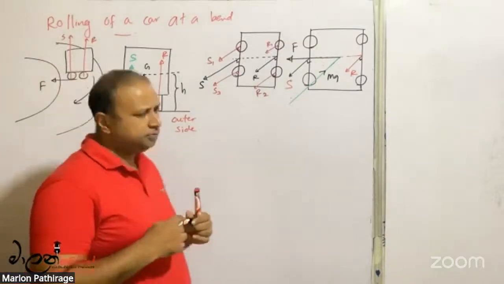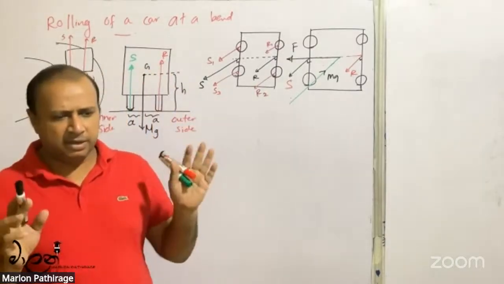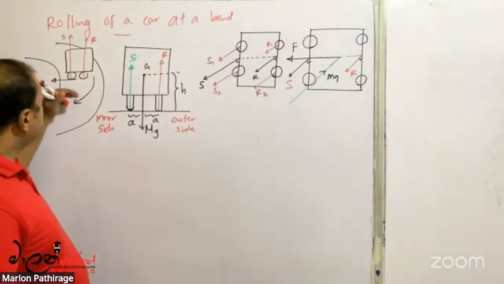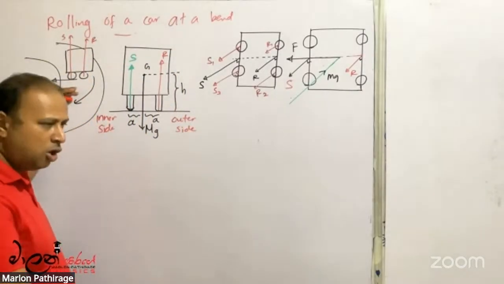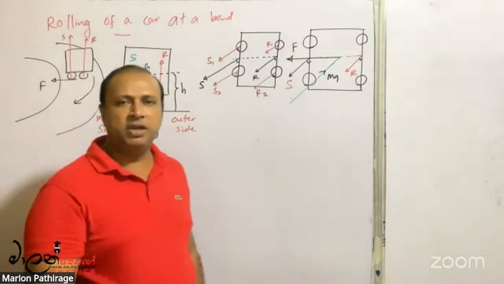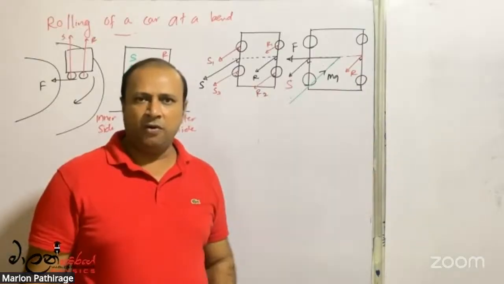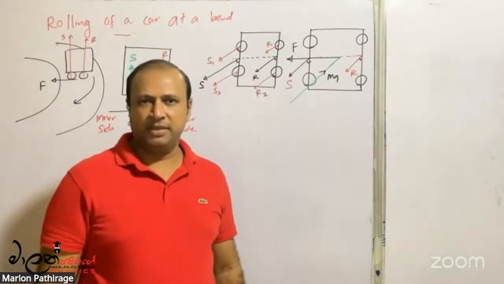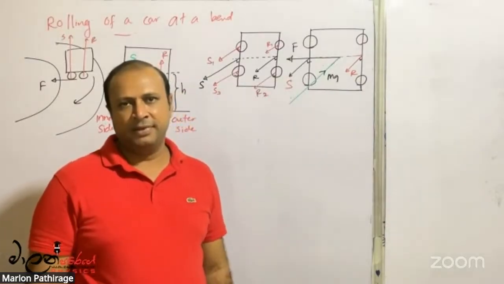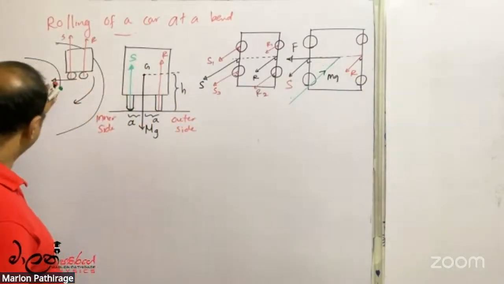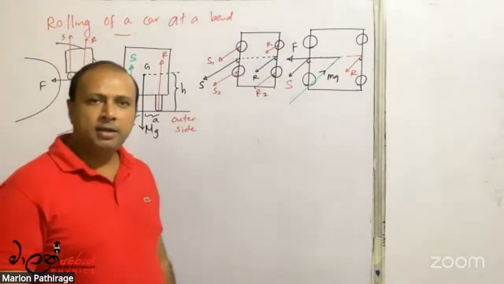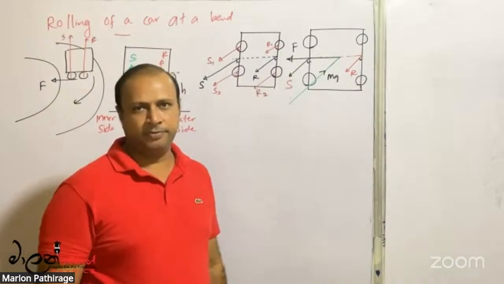So we can consider several things here. First, as this car moves on a circular road, there should be a centripetal force in the direction of the center. That centripetal force should be the friction force. Therefore, the friction force should be in the direction of the center. That is number one.